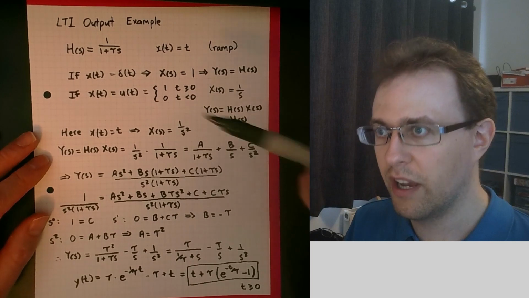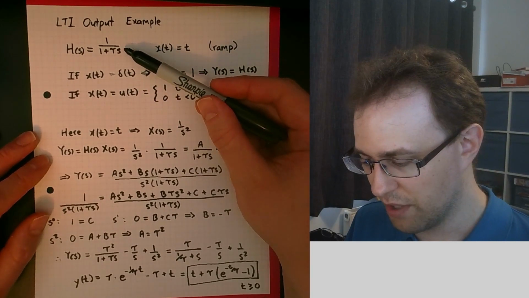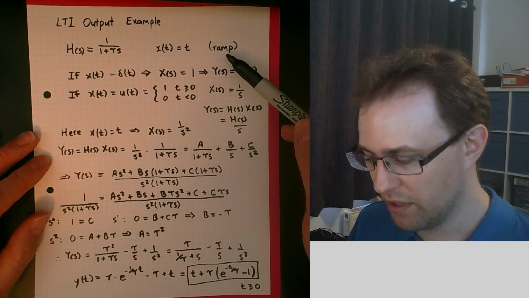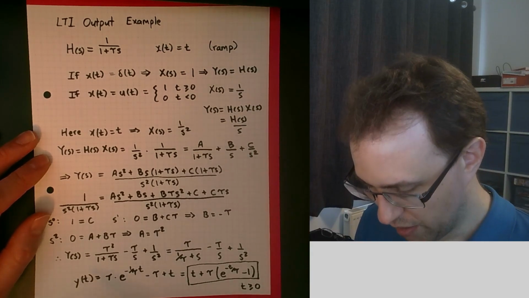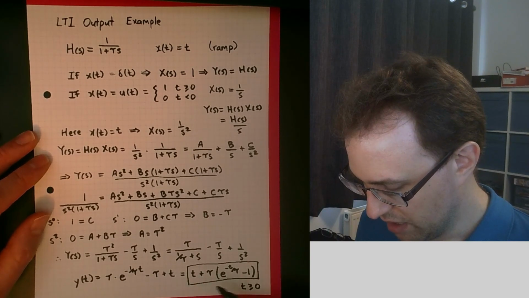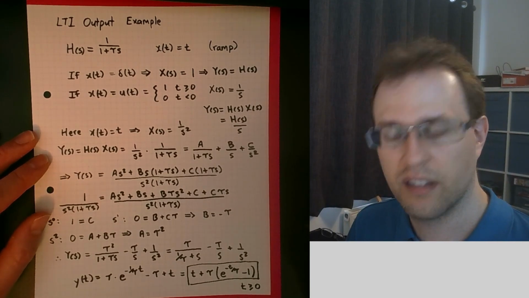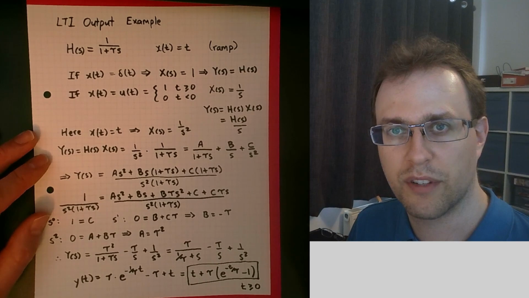So we have our simple low-pass filter here, which has this transfer function. We pass an input that is a ramp. Our output y of t is basically the same ramp function again, but now we add on this exponential term. And again, we're assuming that this is defined only for time greater than or equal to 0.